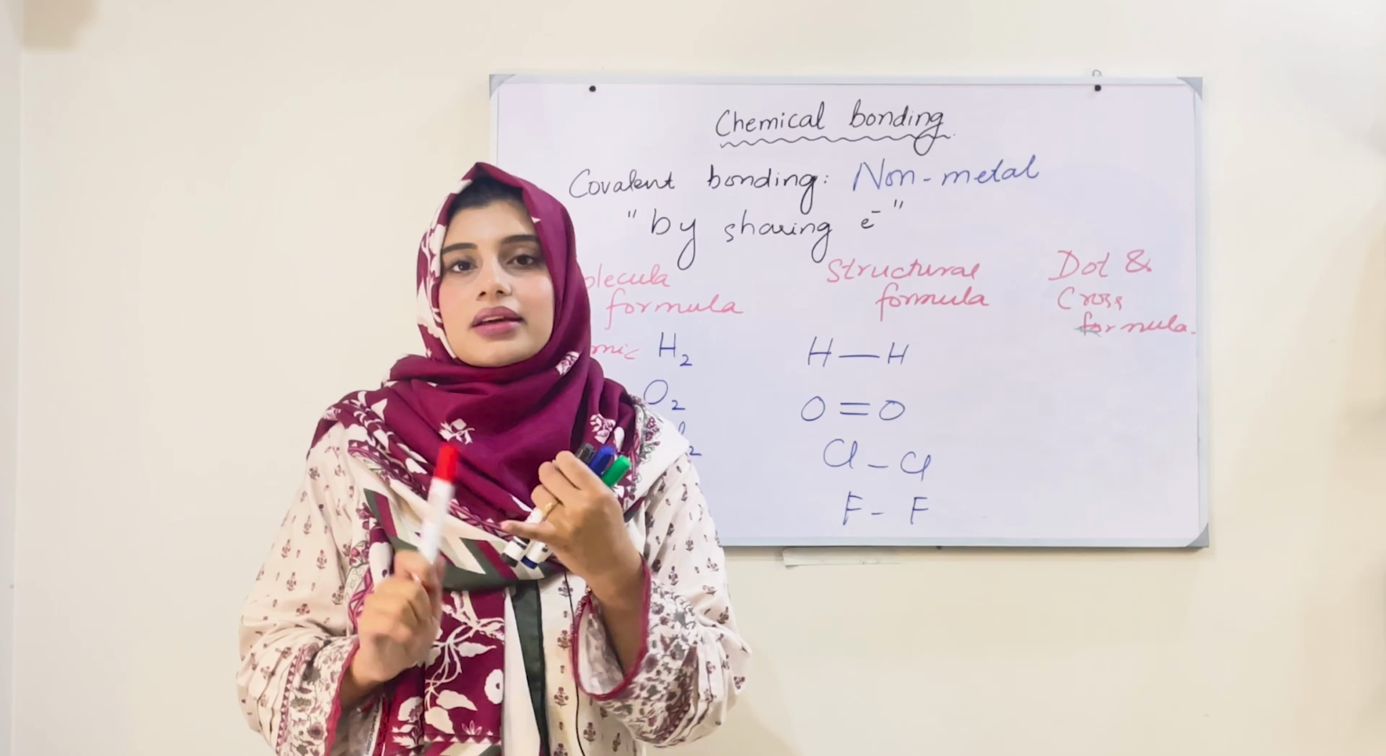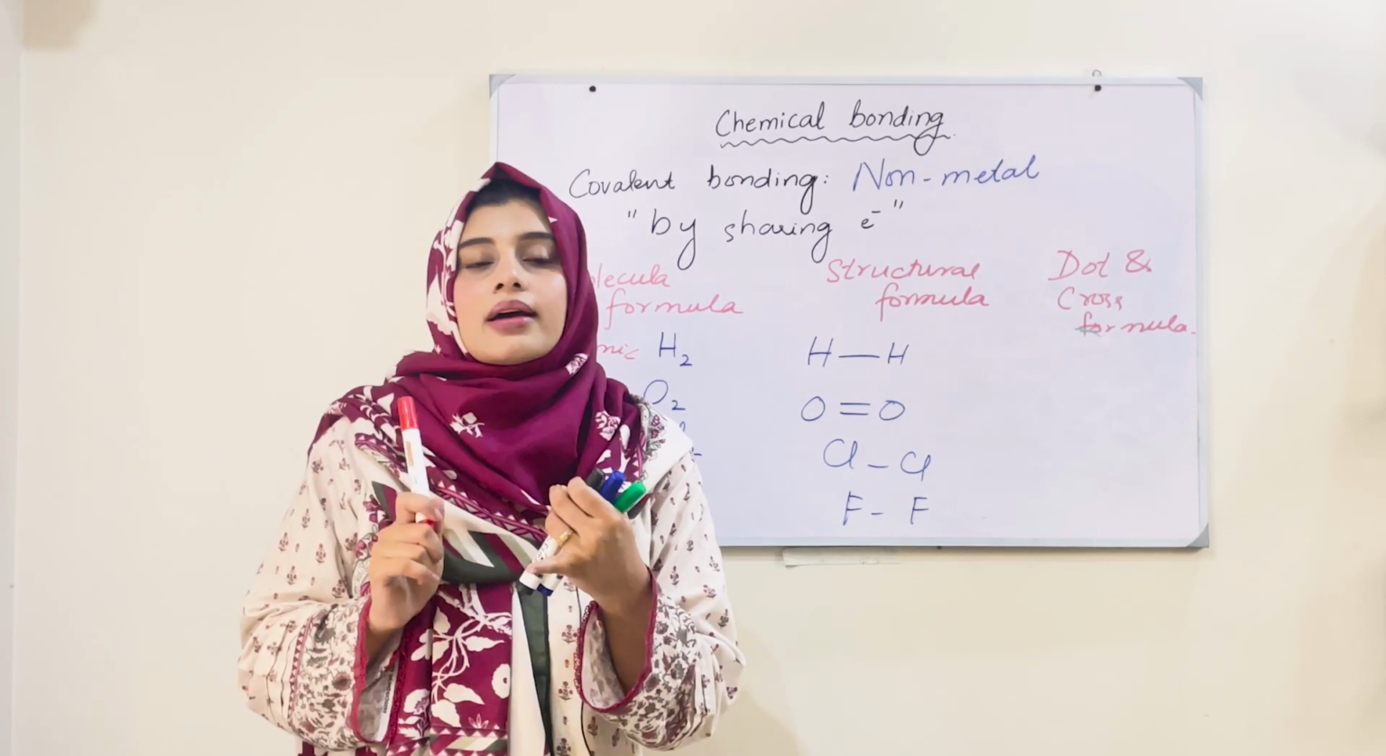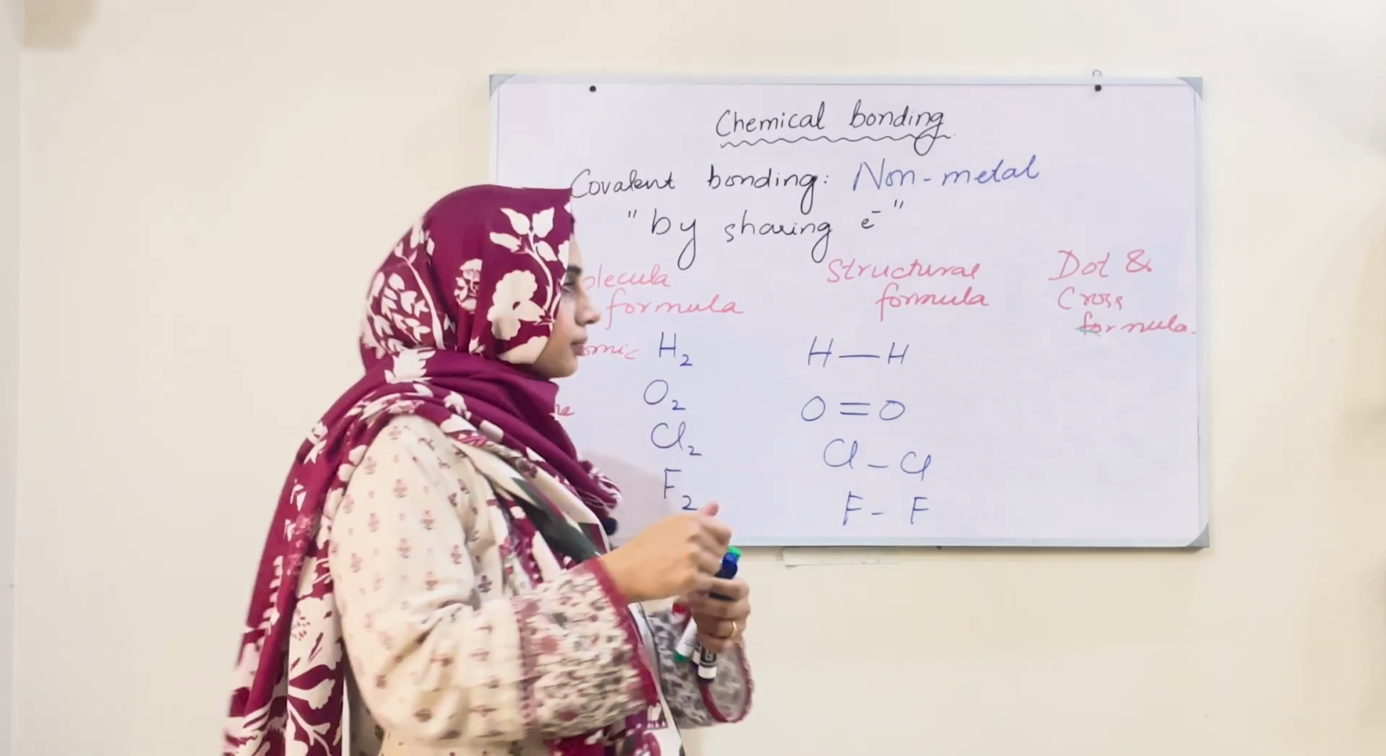With one element, there can be a triple bond, which is the maximum bond. That means 6 electrons will be shared and 3 bonds will be formed.